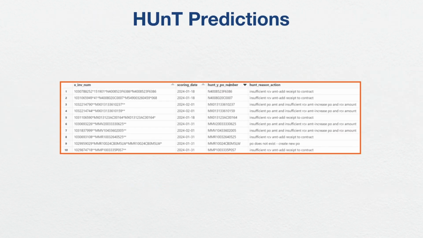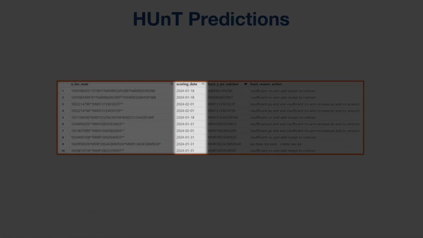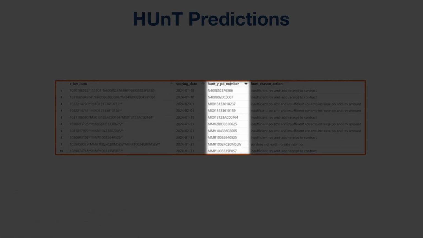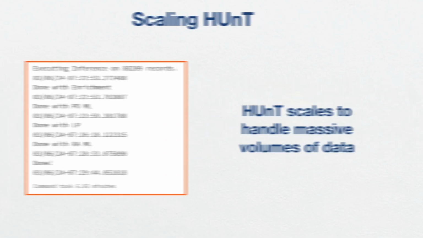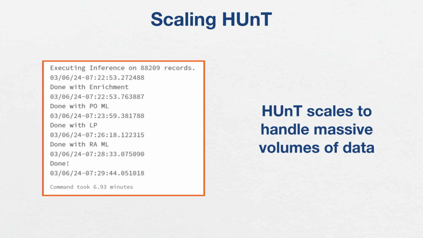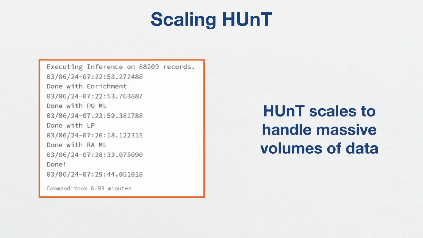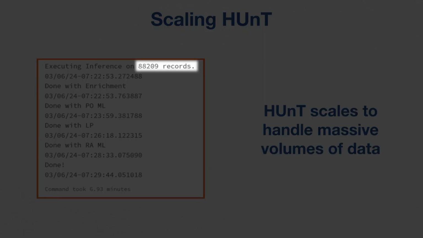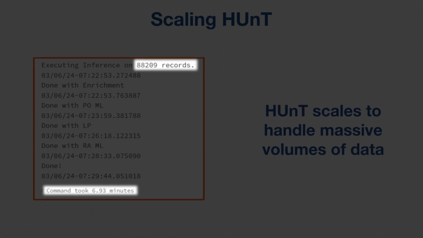Here, we see predictions made by HUnT. Our output table shows the invoice number that was initially given, then the processing date, the HUnT ML prediction for purchase order, and the HUnT ML prediction for reason action. Being built on Databricks, HUnT scales incredibly well to handle massive volumes of data. Here, we see the HUnT dialog box indicating that 88,000 UMTs were processed today, in a period of 6 minutes.